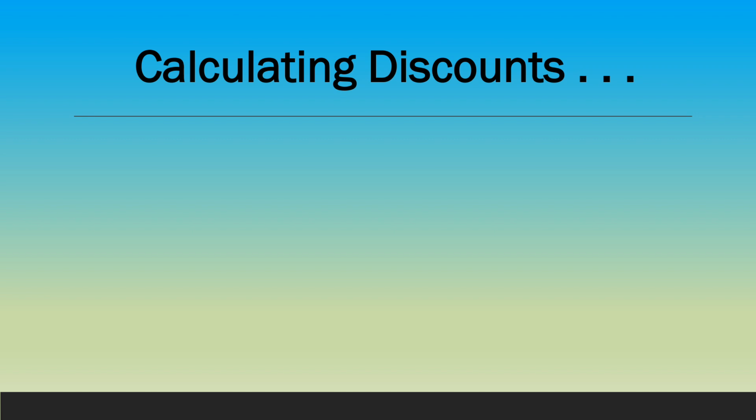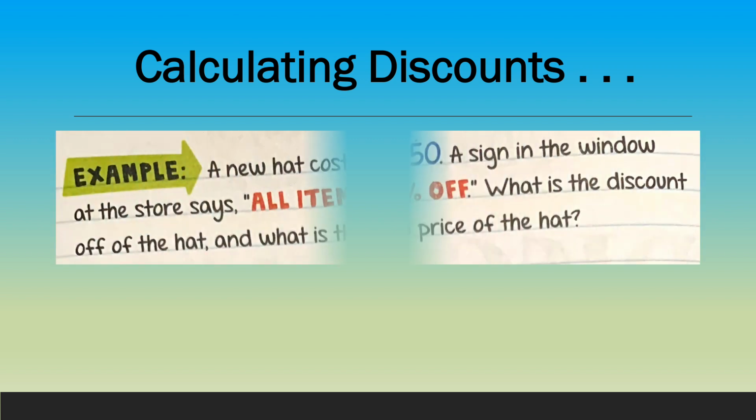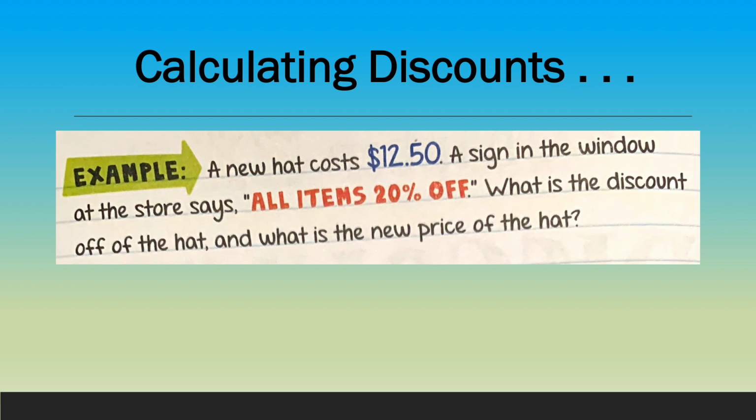Calculating a discount is like calculating tax, but because you are saving money, you have to subtract it from the original price. This time, I'm going to give you a simple word problem that deals with discount. A new hat costs $12.50. A sign in the window at the store says, all items 20% off. What is the discount off of the hat and what is the new price of the hat?